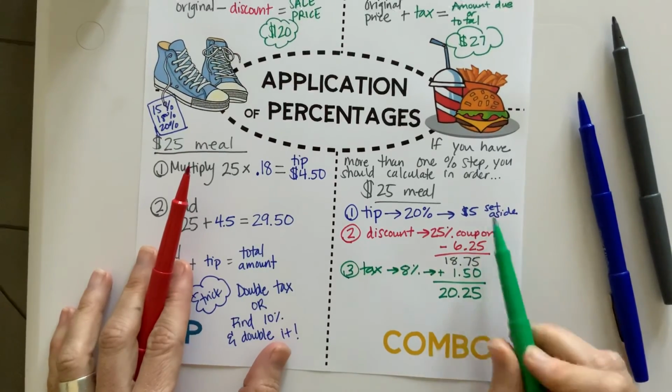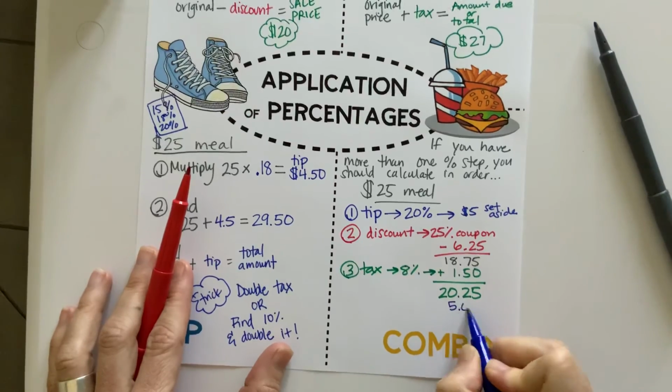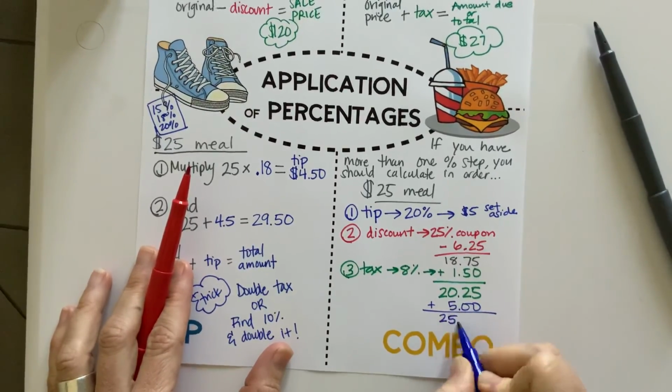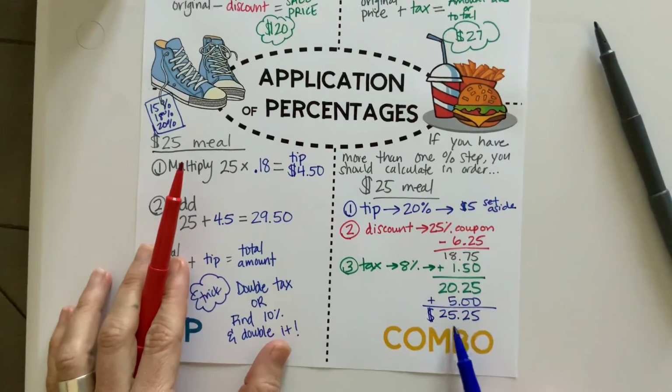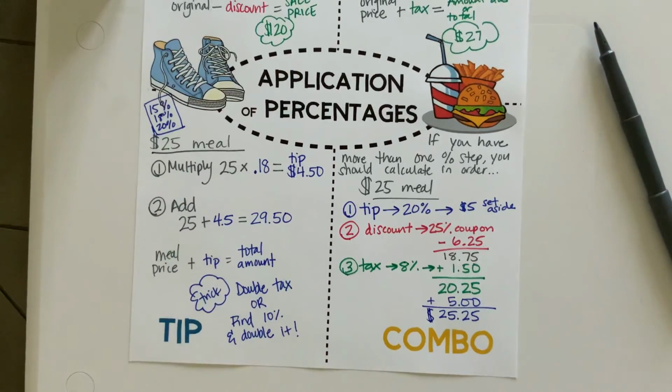But I have to remember, I set aside $5 for my server. So I'm going to add that back on, and it's going to go directly to my server, which means my meal costs me $25.25. All right, so if you have any questions on how to do those, join me for office hours and I'm happy to help you.